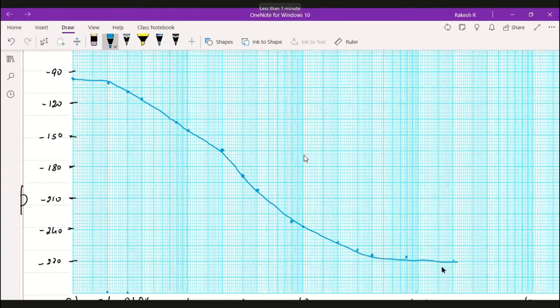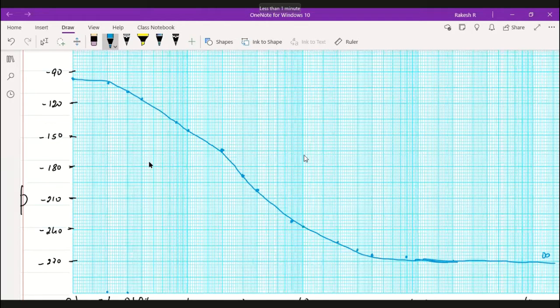Don't join this exactly for this one, 270. Leave a little gap here, because I couldn't draw this exactly. At the end you can mark it for infinity for 270. Don't join for 270 here. I've joined here, don't join like that, right? This is the phase angle plot.